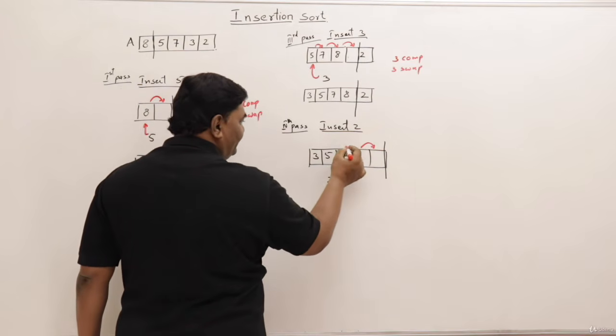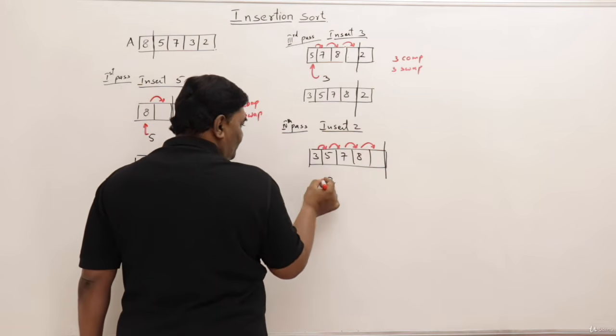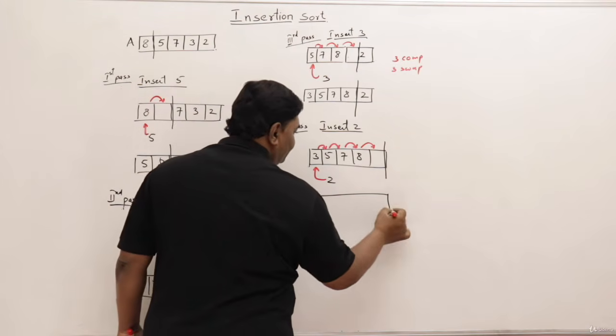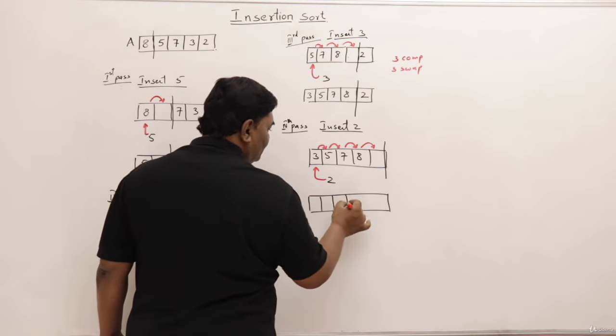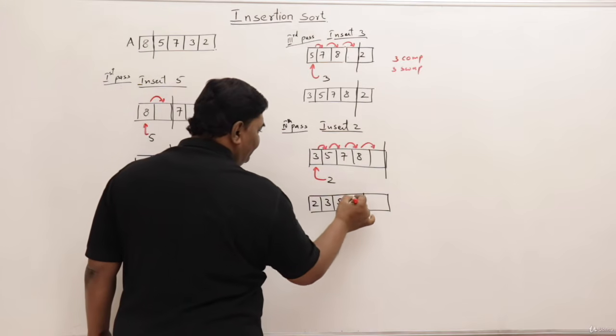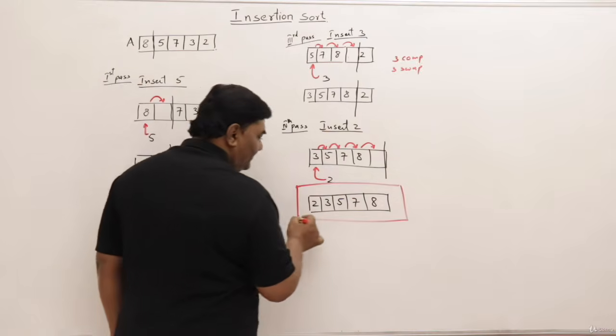8 is greater than 2, so it will shift. 7 also, and 5 also, and 3 also. Then 2 will come at this place. After shifting and copying the elements, the final array looks like this: 2, 3, 5, 7, 8. So that's it. This is sorted. We got a sorted array.